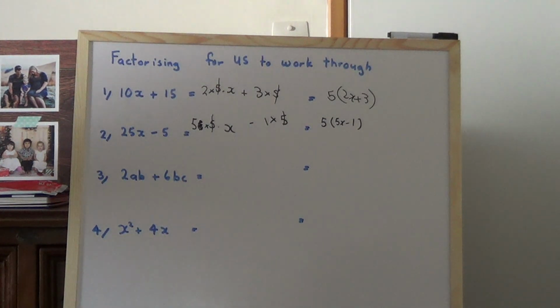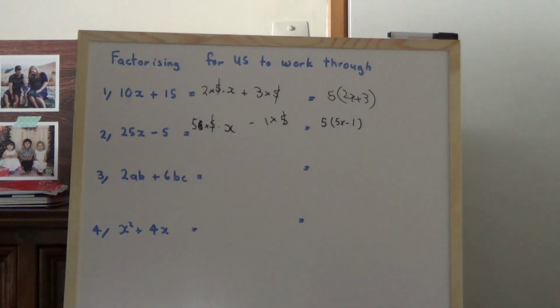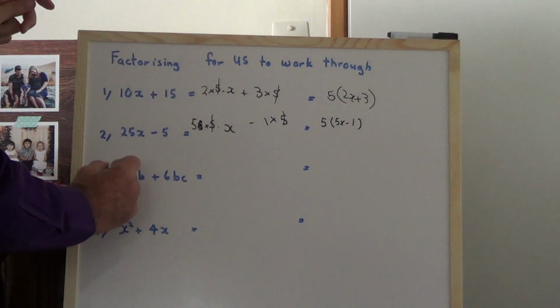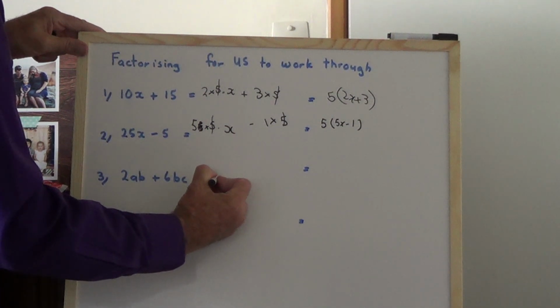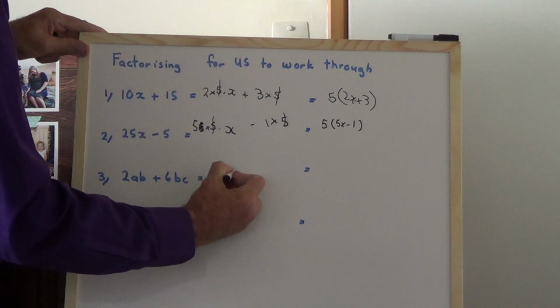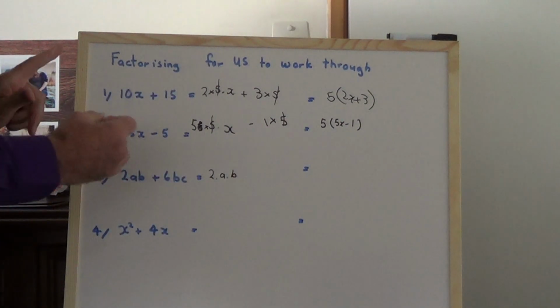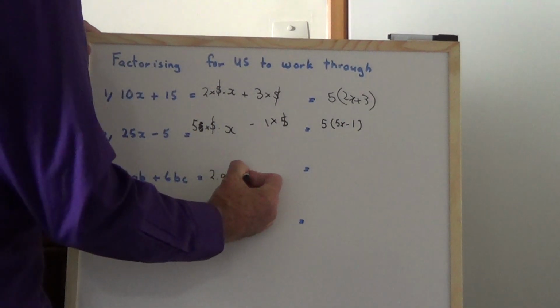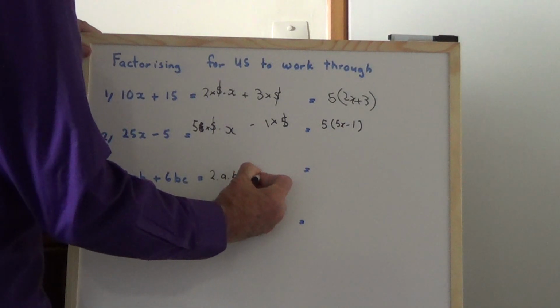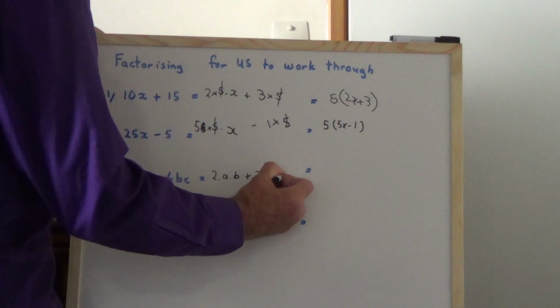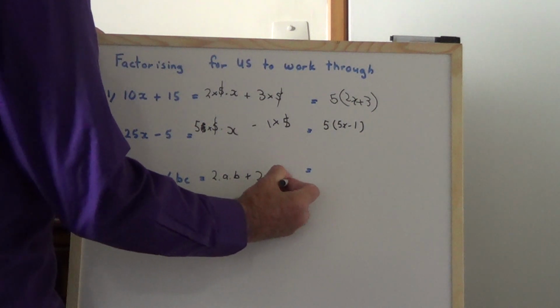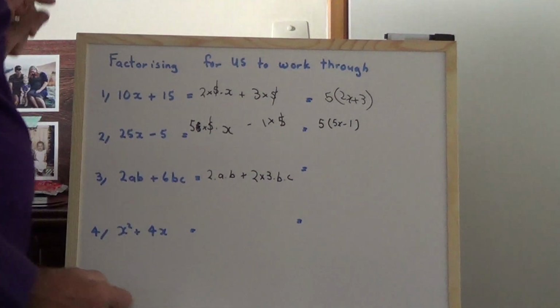Now, this one's a little more tricky. That's the easiest one to work out first. So we go 2 dot A dot B. So it's 2 times A times B. And now can we get a 2 out of here? Well, 6 is 2 times 3 dot B times B dot C, that means times C.